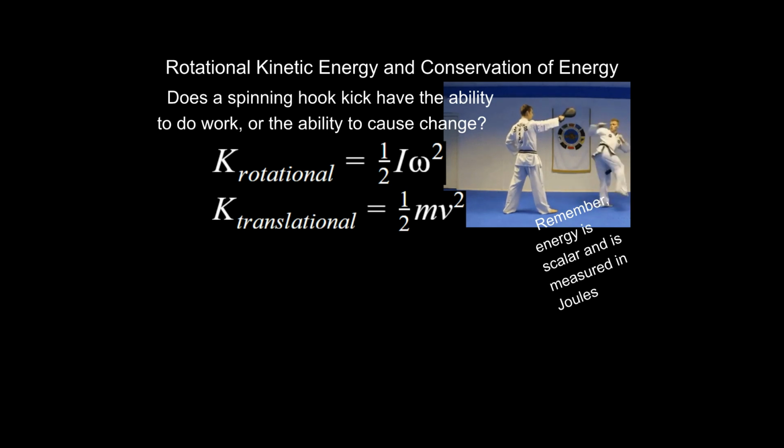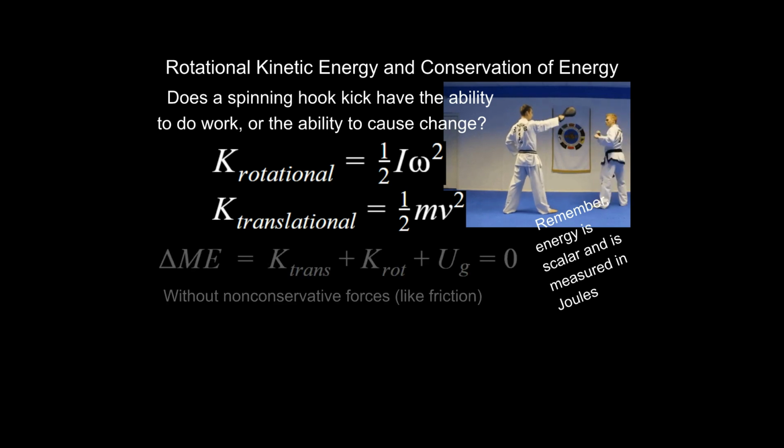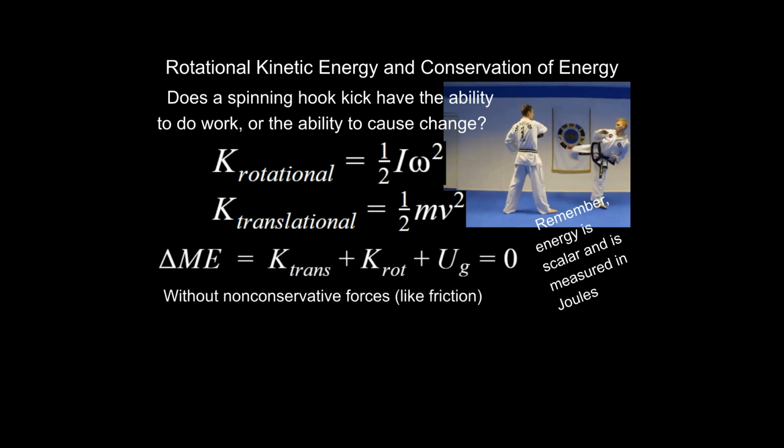Let's continue and see how this modifies our mechanical energy equation. You may remember that mechanical energy is the sum total of our kinetic energy and our potential energy, and the change in mechanical energy is equal to zero when there are no non-conservative forces, like when friction is not around. Essentially, our kinetic energy and potential energy are conserved. And we're just going to add one more aspect to this.